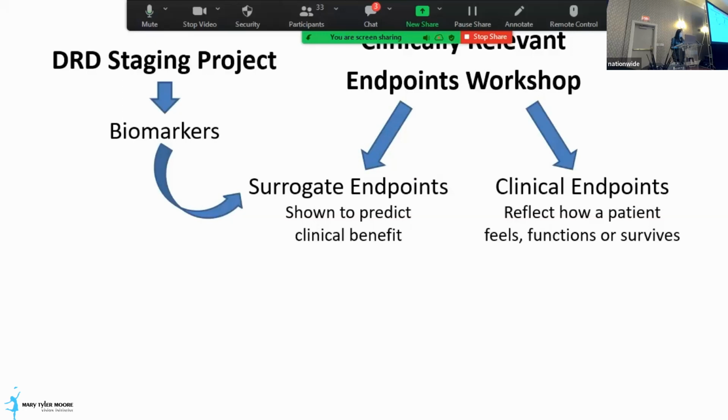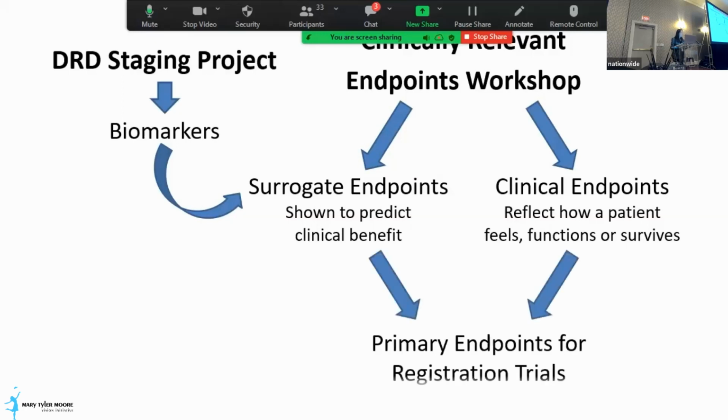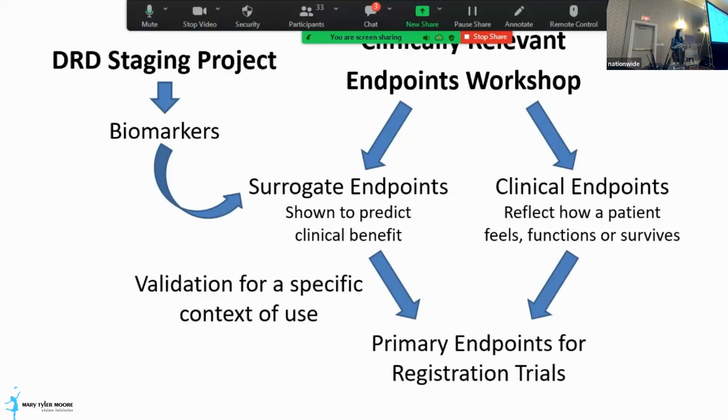Over time, we'll also ask you to identify which of these surrogate and clinical endpoints might have potential to bring into the registration space as primary endpoints for our pivotal trials. I'll point out that this kind of effort needs validation of these endpoints for a very specific context of use in specific cohorts for specific indications. And that's really the work that we're going to be doing this afternoon as we talk about the action plans to do this.